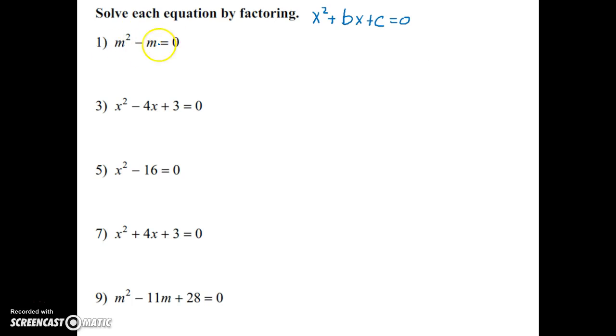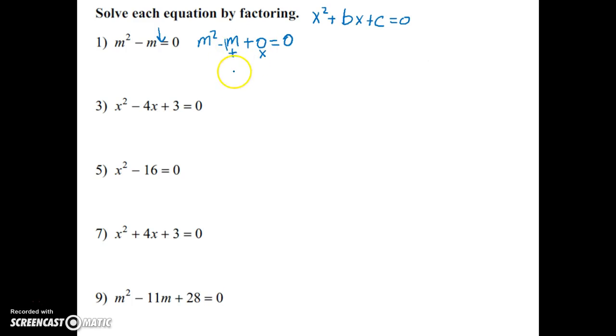So let's go with example 1, okay? I'm going to take example 1 and rewrite it as m squared minus m, so I've got the x squared and the bx, plus 0, because that term is missing, I know it's 0, equals 0. And then again, I'm looking for what multiplies to the last term and what adds to the middle term. This is a negative 1m. So I think of all the factors of 0 that will make negative 1.